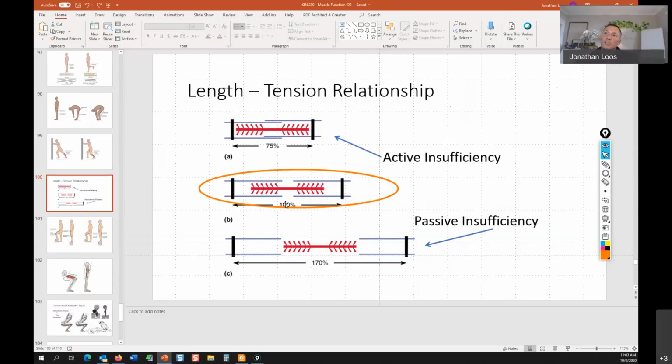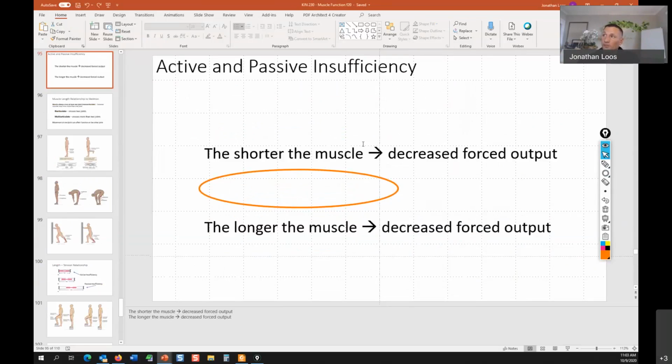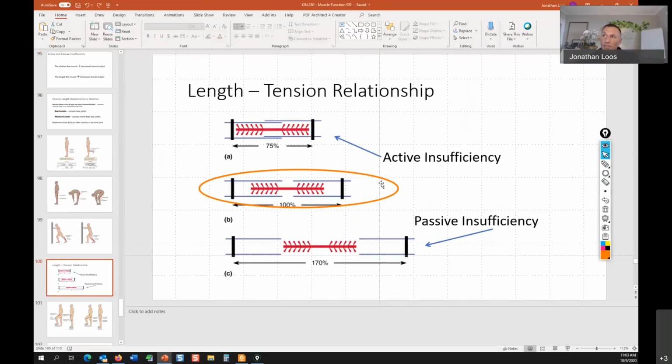So your body is really good. That's what compensation is. Like when you stub your toe, your body immediately changes its gait pattern so it can find the biomechanically most efficient way to do that. And if this is true here, where the shorter the muscle, you have decreased force output, and the longer the muscle, decreased force output, you're putting your body at a disadvantage. And so the body's going to do everything it can to stay right here in this mid-range.